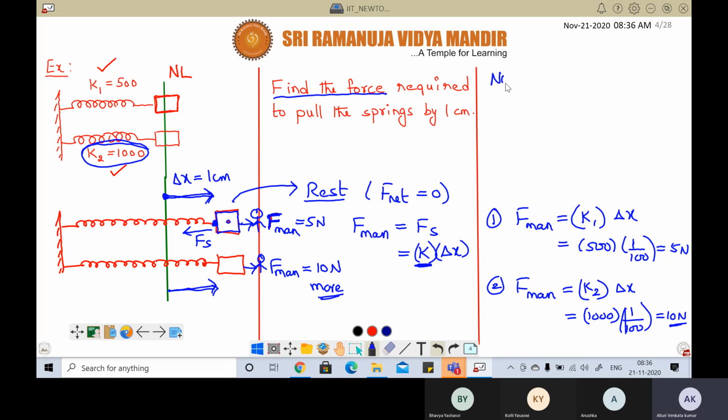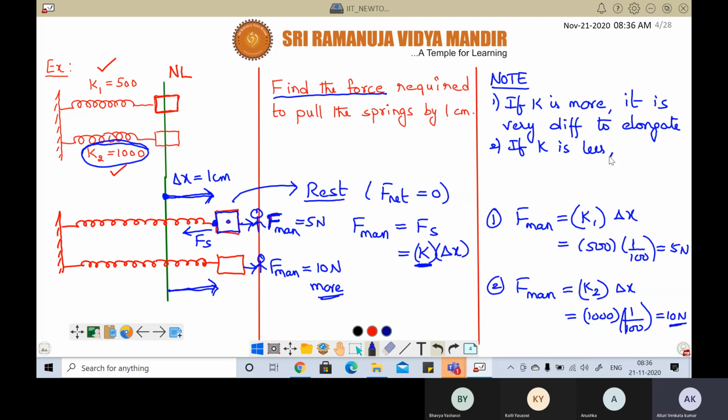So a very important point: if K is more, it is very difficult to elongate because you have to apply more force. It is very difficult to what? Elongate. If K is less, then it is easy to elongate. Okay, like for example, I'll give some examples.